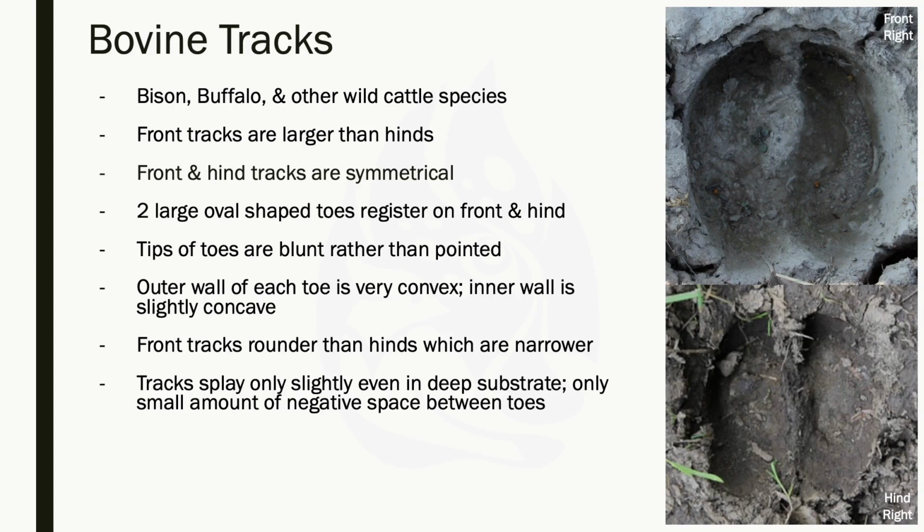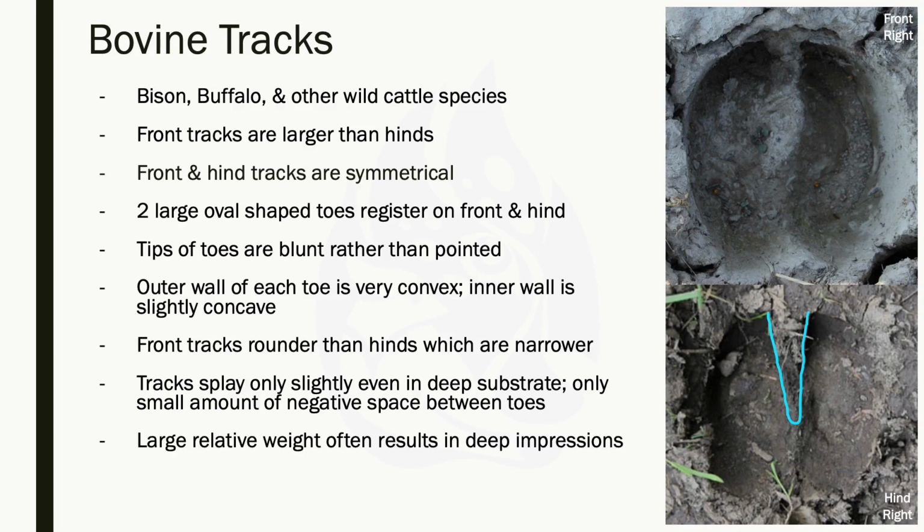Also, unlike deer and antelope and even feral hogs, you typically get very little splay between the toes, even in the deepest substrate, okay? And so you only get a small amount of negative space, and you can see that with the light blue line here. We have the toes separate a little bit, but they don't spread out nearly as much as they do in other species. And just anatomically, they're made that way. They don't splay as much, and maybe to support their huge weight gives them more stability.